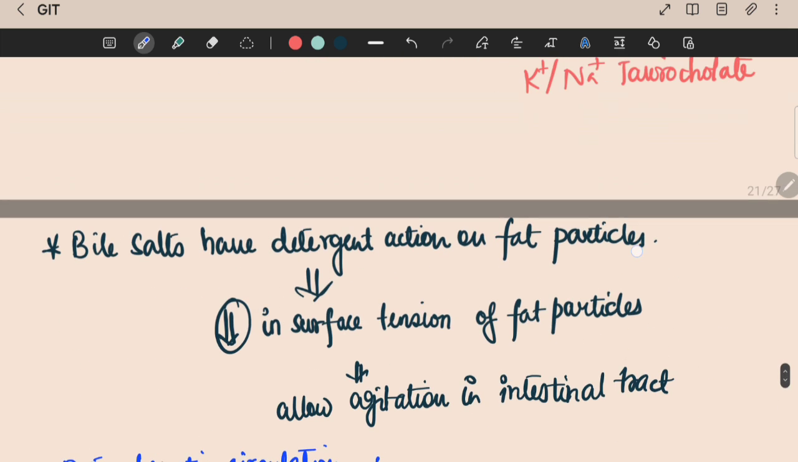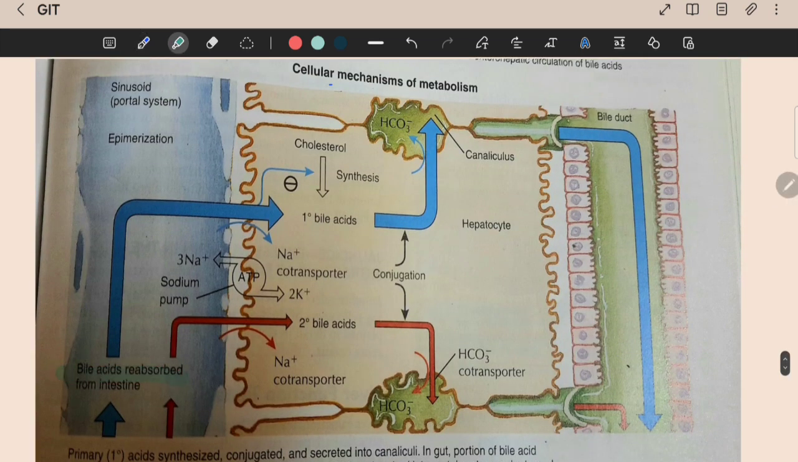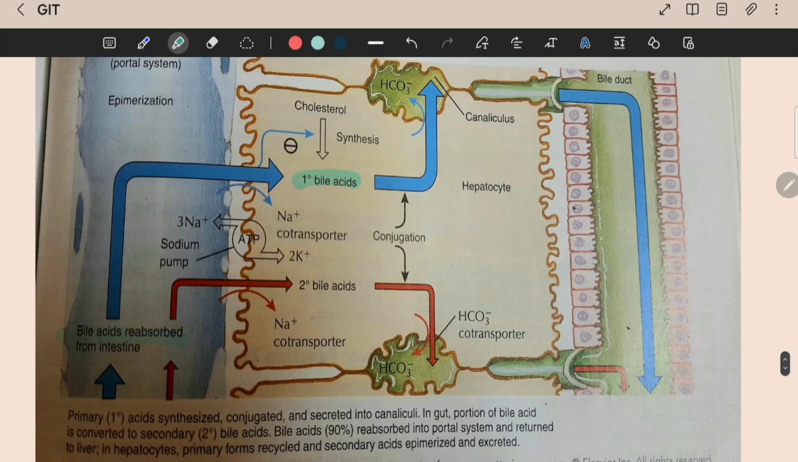If you look at this diagram, you will find the bile acids reabsorb from the intestine. These are the primary bile acids, and they are again reacting over here, where the bicarbonate reserve is there. The conjugation process is happening here, and there is a bicarbonate co-transporter present at this level. The bile coming from the intestine via the portal system reaches the level of the hepatocyte, and from here the primary bile acids go directly into the bile duct.